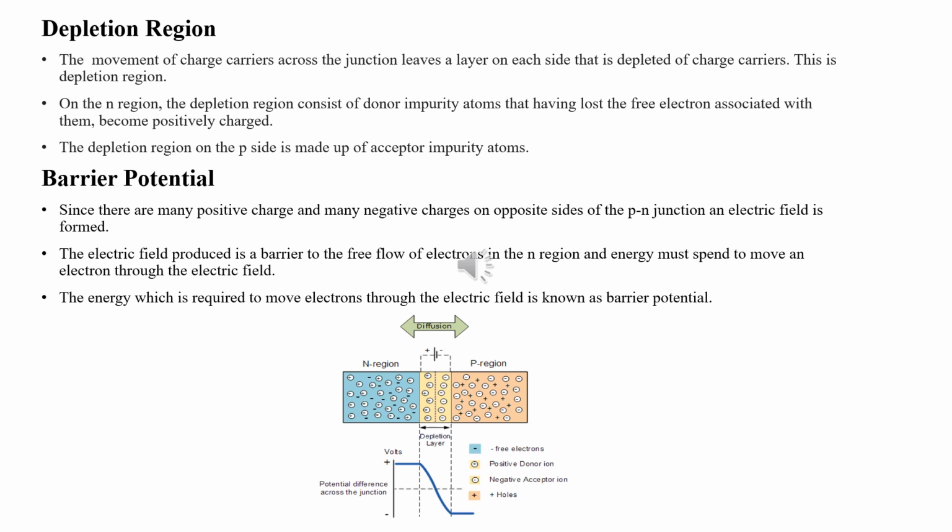And this is the barrier potential. Since there are many positive charges and many negative charges on opposite sides of the P-N junction, an electric field is formed. The electric field produced is a barrier to the free flow of electrons in the N region, and energy must be spent to move an electron through the electric field. The energy required to move electrons through the electric field is known as the barrier potential.